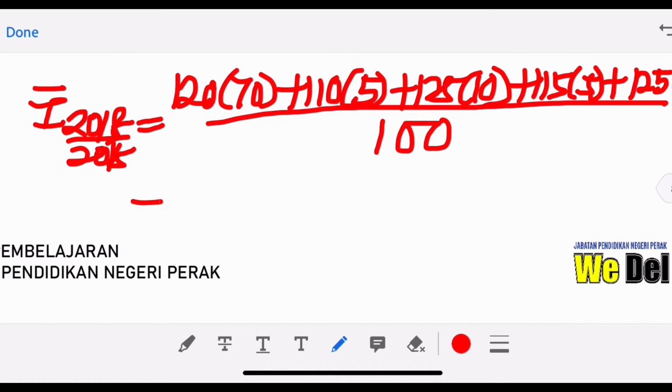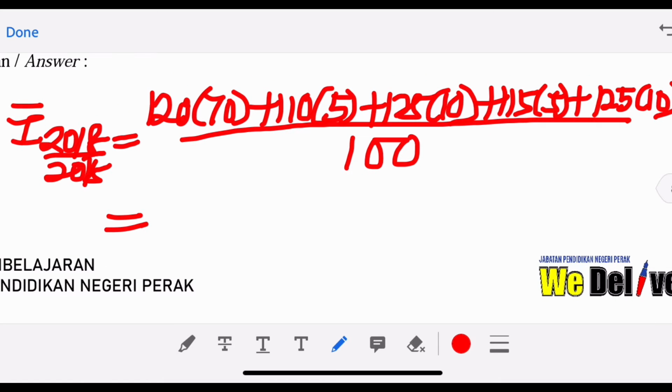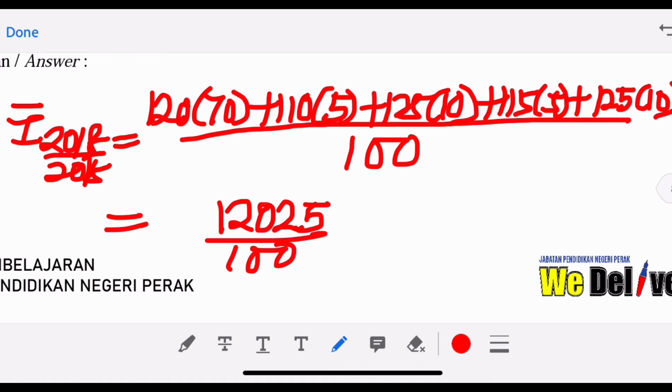So if we plug into the calculator, now let's multiply. We take 120 times 70 plus 110 times 5 plus 125 times 10 plus 115 times 5 plus 125 times 10. So we get 12025 divided by 100. So that means the composite index is 120.25.